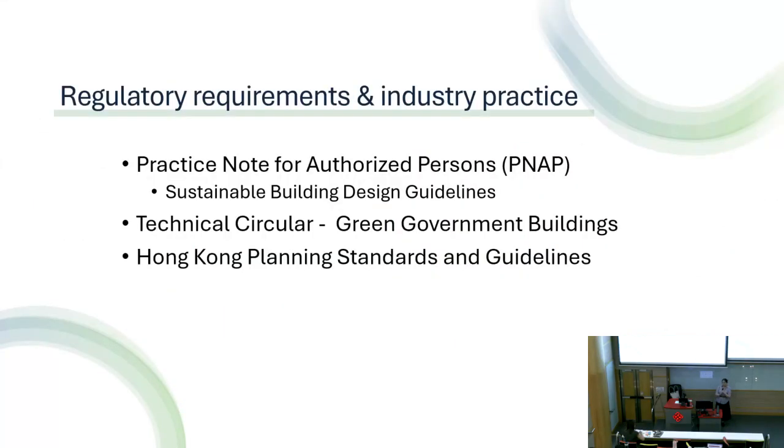And we've got quite a few regulatory requirements and industry practices. First one is the Sustainable Building Design Guidelines, PNAP. So that is to do with how you design a building. For example, the setback distances, whether or not you can have airflow within the buildings, how comfortable the buildings are. And then there's the technical circular for green government buildings. So what I said just now on the requirement for gold for BEAM Plus, EV charging, I think the latest one was to have a light sensor, at least outdoor lighting requirements as well.